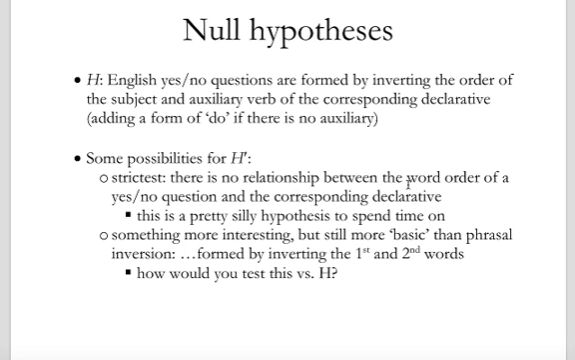If the experimental hypothesis is right, you should invert the auxiliary over the entire subject, the children, and get, are the children eating candy? But if the alternative hypothesis is right instead, you should invert the first two words, which are the and children, and the question should be, children the are eating candy? So clearly, at least with regard to this data set, our experimental hypothesis is to be preferred over this alternative.